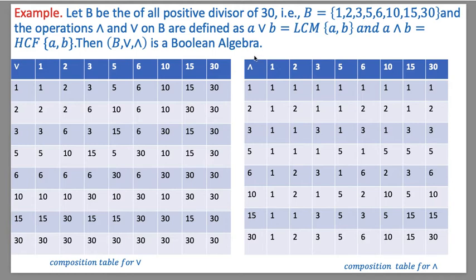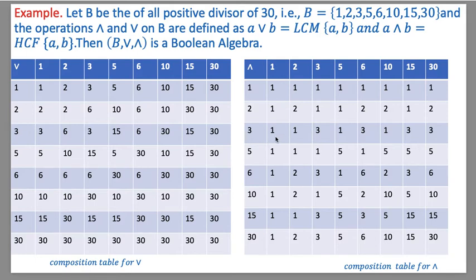Then in case of meet, a meet b means HCF of a, b. HCF of 1 and 1 is 1, HCF of 1 and 2 is 1, HCF of 1 and 3 is 1, HCF of 1 and 5 is 1, HCF of 1 and 6 is 1, HCF of 1 and 10 is 1, and so on. HCF of 2 and 1 is 1, HCF of 2 and 2 is 2, HCF of 2 and 3 is 1, HCF of 2 and 5 is 1, HCF of 2 and 6 is 2, HCF of 2 and 10 is 2, and so on.